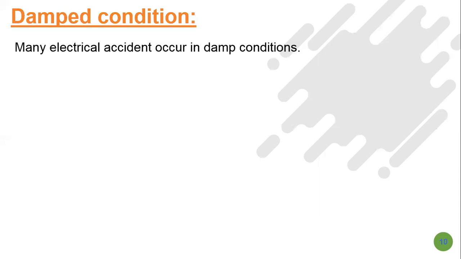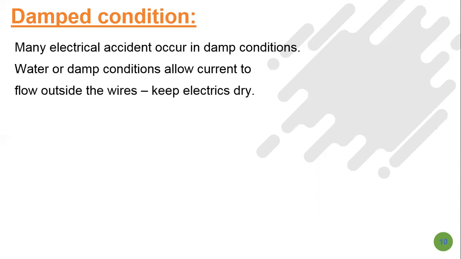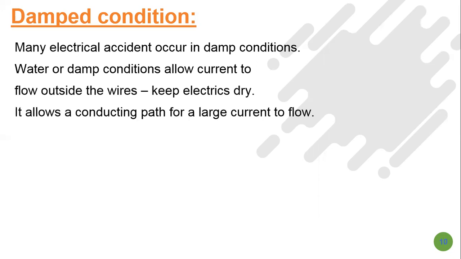Next is damp condition, wet condition. Many electrical accidents occur in damp conditions. Water or damp conditions allow current to flow outside the wires. Keep electrics dry, because water is a good conductor of electricity. So don't touch the electrical appliances or switches with wet hands. It allows a conducting path for a large current to flow.